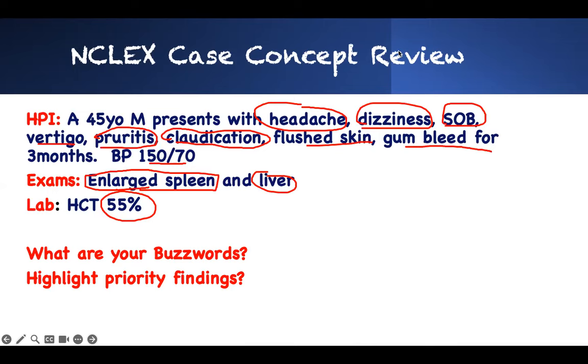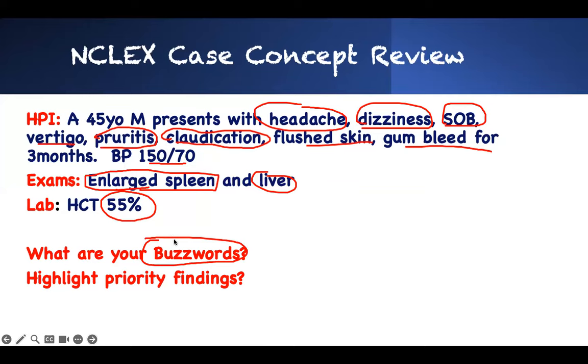So what are your buzzwords? You will not see them like that, but because I want to teach you, I put them all together. When you're reading the question, in the first two lines you should get a bunch of these, and as you go, you pick up the rest from the case with your eyes laser focused on those buzzwords. You can see this disease crosses multiple systems. I have headache, dizziness, shortness of breath, vertigo, pruritus. Why am I itchy? Claudication, flushed skin, gum bleed. This is what we call polycythemia vera, and those are your buzzwords that you've got to pay attention to.